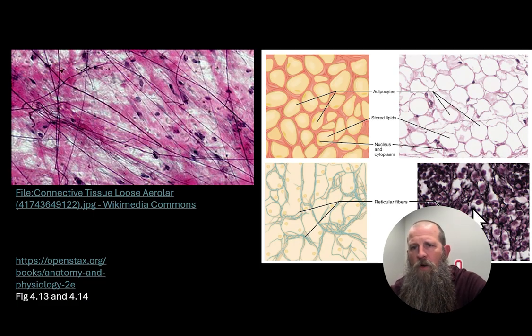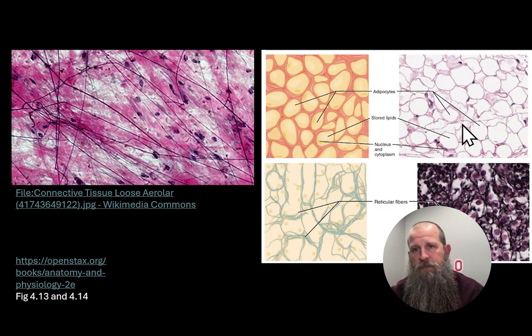Down here we have our reticular connective tissue. So reticular connective tissue is branched in nature, right? So these reticular fibers are highly branched, and you can see that here. And then our areolar connective tissue is the collagen fibers here that are really loosely distributed, right, and lots of open space.